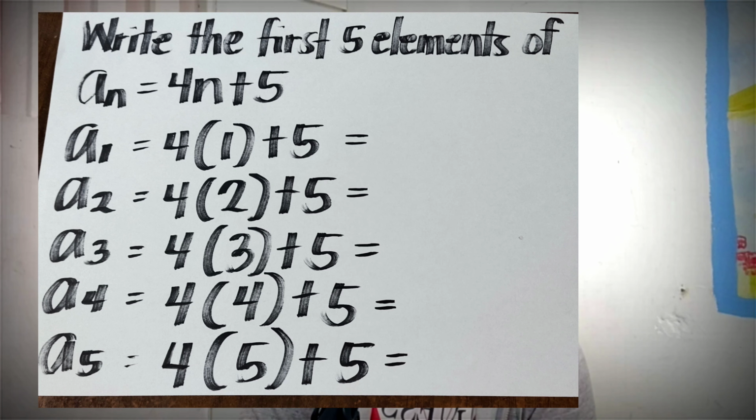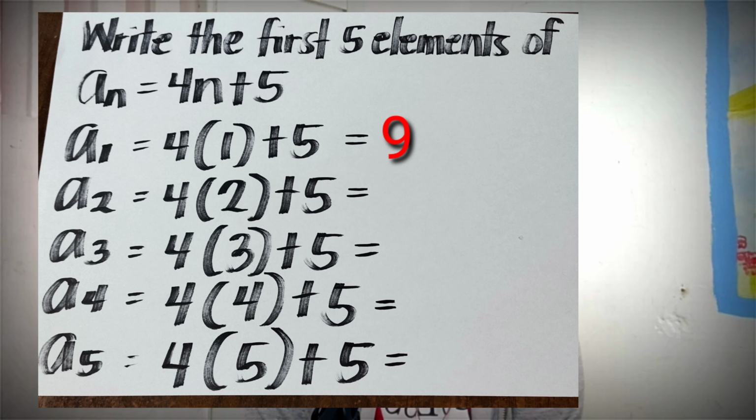Number 3. Write the first 5 elements of a sub n equals 4n plus 5. Dahil first 5 elements, kailangan nating magkaroon ng 5 terms or 5 elements. So, ang mga values na isa-substitute natin sa n ay 1, 2, 3, 4, 5. Okay. A sub 1 equals 4 times the value of n, which is 1, plus 5. Mumultiply muna natin bago i-add. So, 4 times 1 equals 4, then plus 5 equals 9. So, ang first element natin ay 9.